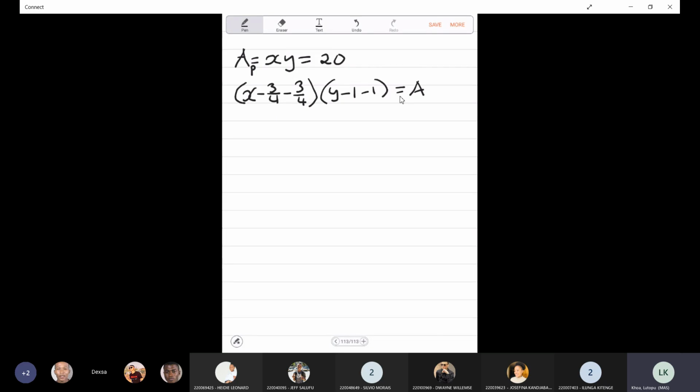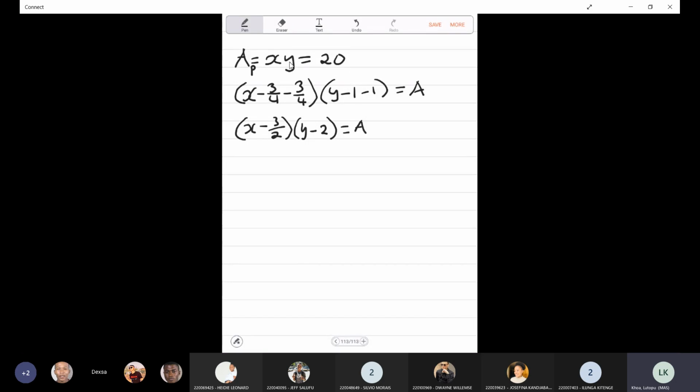So we can simplify this, and then we have x minus 3 over 2, y minus 2, this is equal to A. Okay, so this is the one that we are trying to maximize. But you can see it has two variables, there's x and y. So we need to replace one of the variables in terms of the other variable, so that we can differentiate it. So that leads us back to this equation over here.